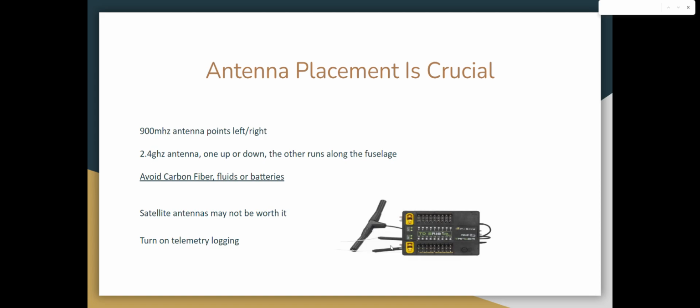And the 2.4 gigahertz antennas should be, one going the length of the fuselage, the other one pointing up and pointing down. The thing I'll point out is that the white part is the only part of the antennas that broadcasts the signal. So you can tape this to something and then drill a hole in your fuselage and have the whiskers stick out the top of it.